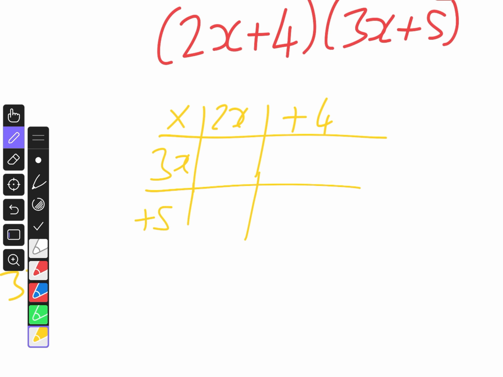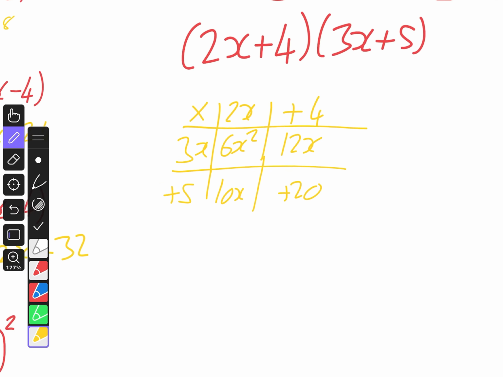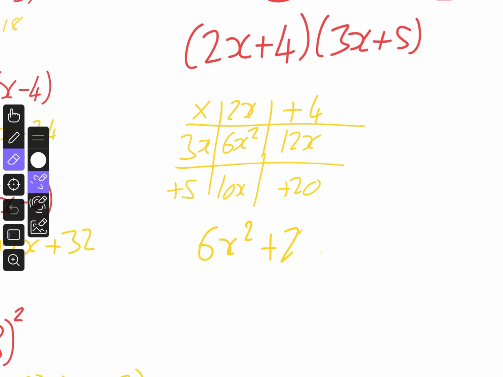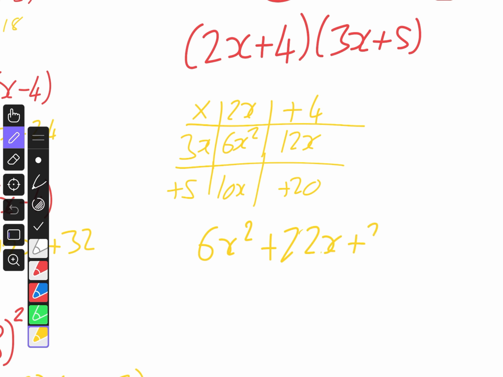So then 3x multiplied by 2x is 6x squared. 3x times 4 is 12x. 2x times 5 is 10x. And 5 multiplied by 4 is plus 20. And then when you put it all together, 6x squared, and then 10x add 12x is plus 22x plus 20.